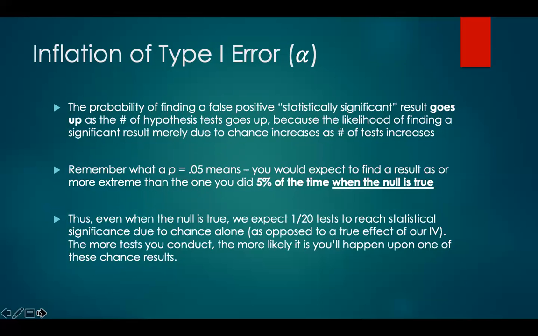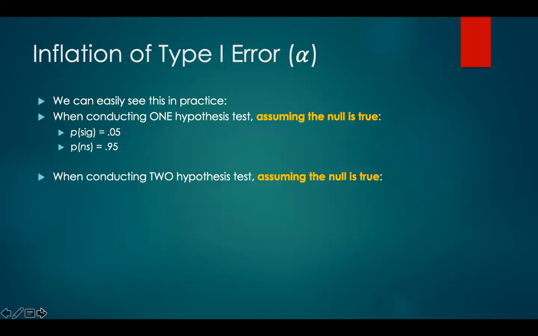You would expect to find a result as or more extreme than the one you did 5% of the time when the null is true. Thus, even when the null is true, we expect 1 of 20 tests to reach statistical significance due to chance alone, as opposed to a true effect of our independent variable. So the more tests you conduct, the more likely it is you'll happen upon one of these chance results. We can easily see this in practice.